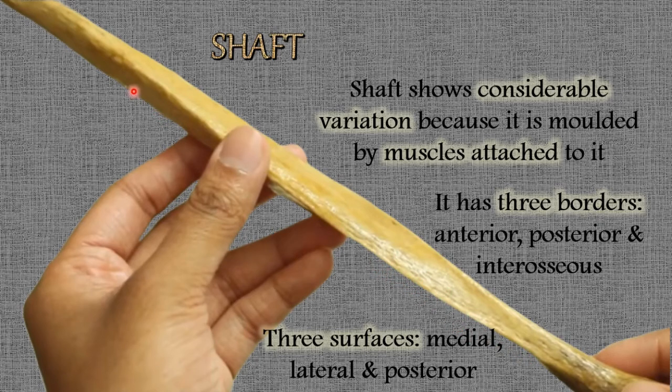And here, this is anterior, this is posterior, and just medial to the anterior will be the interosseous or medial border. 3 surfaces: medial, lateral and posterior. Medial to this anterior border on this side will be the medial, lateral to that will be the lateral, and behind will be the posterior surface. We will discuss each and every border and surface in detail.